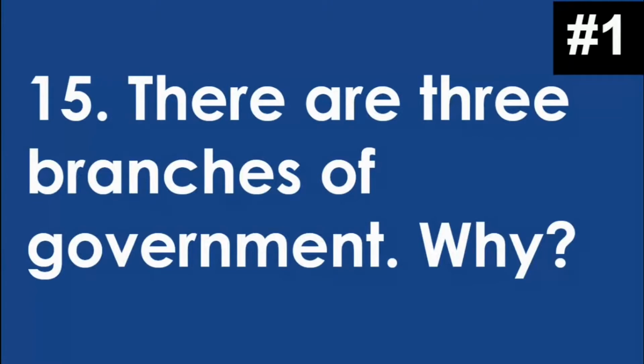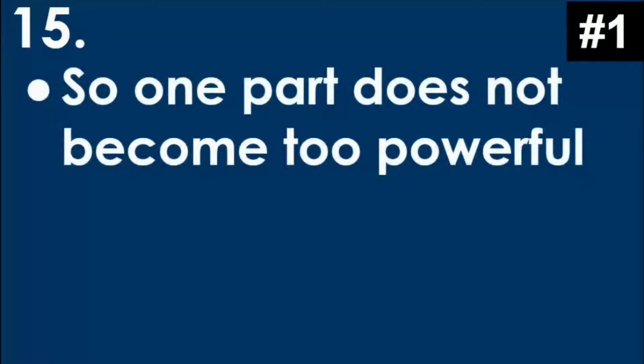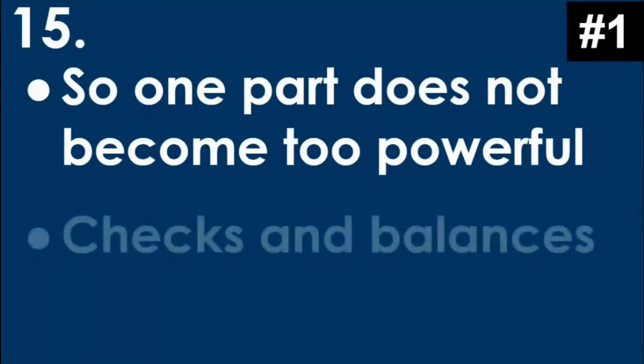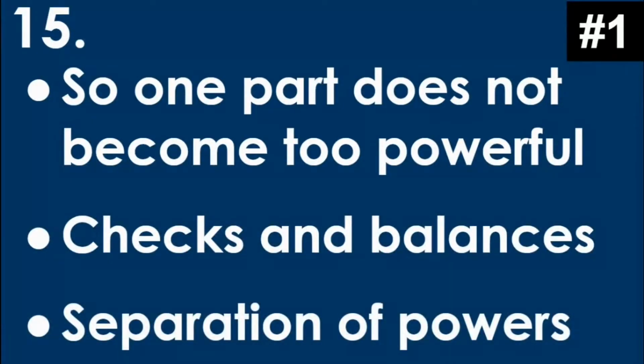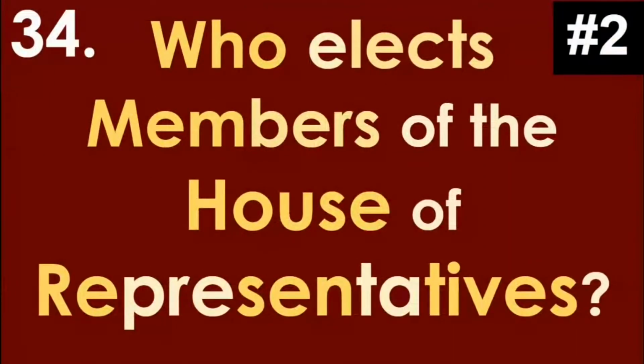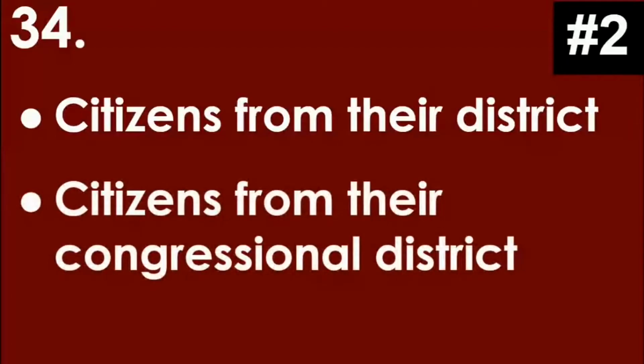There are 3 branches of government. Why? So one part does not become too powerful. Checks and balances. Separation of powers. Who elects members of the House of Representatives? Citizens from their district. Citizens from their congressional district.